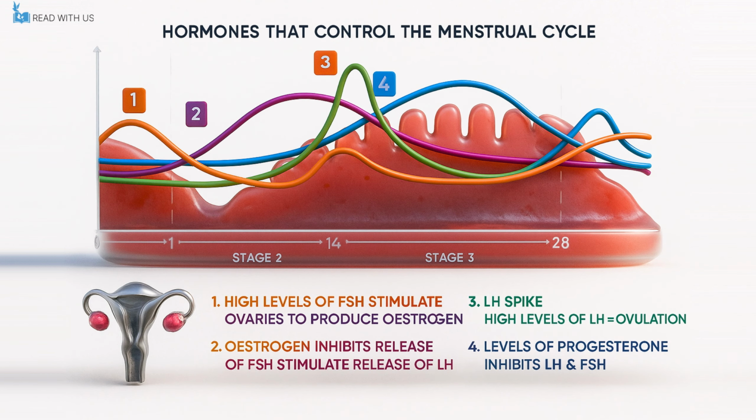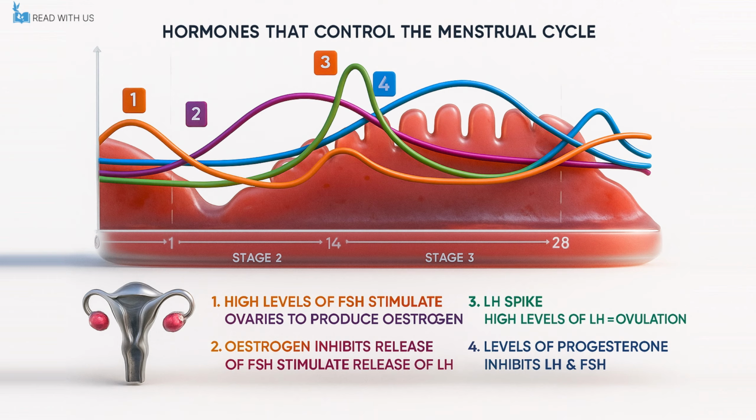All four of these hormones interact in a carefully timed sequence. At the beginning of the cycle, high levels of follicle-stimulating hormone stimulate the ovaries to produce estrogen. As estrogen levels rise, they inhibit the release of more follicle-stimulating hormone through a process called negative feedback. This ensures that follicle-stimulating hormone levels decrease once they have done their job. The increase in estrogen also stimulates the release of luteinizing hormone, leading to a spike in its levels. This spike in luteinizing hormone triggers ovulation.